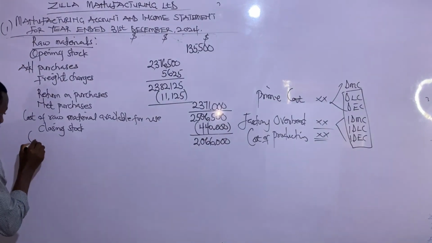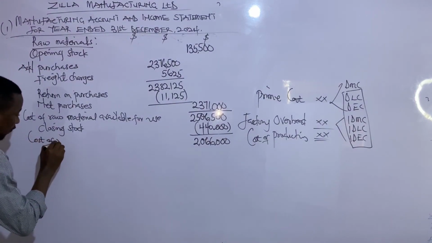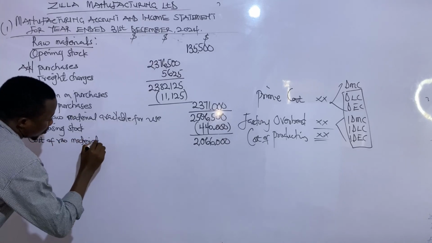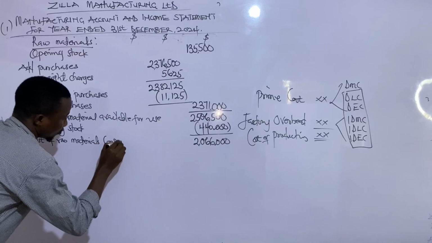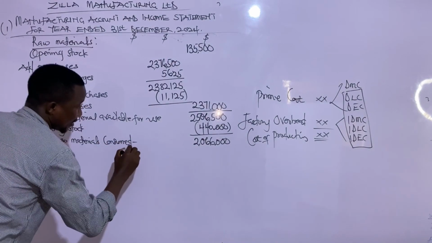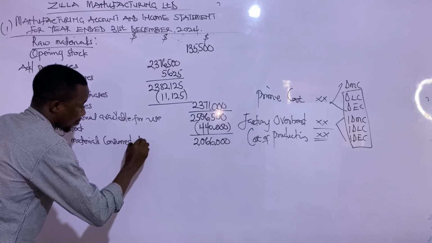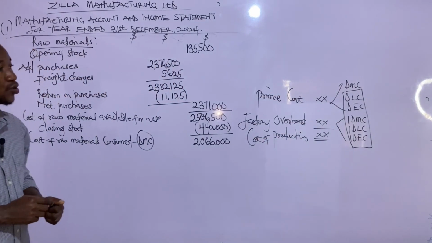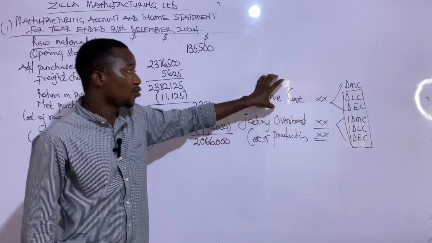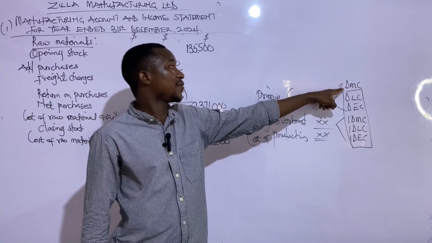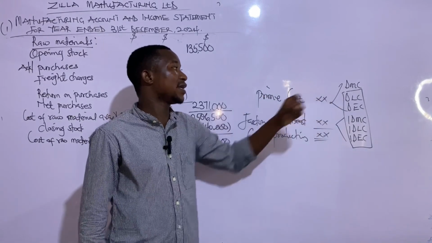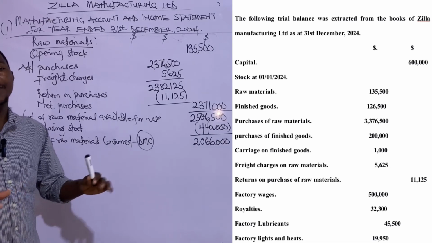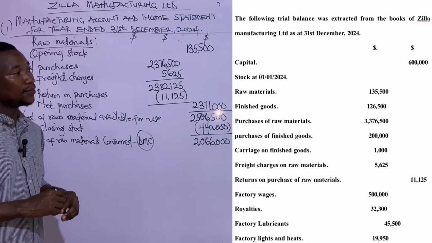So cost of raw materials consumed in the production process. I say this is the direct material cost we've determined, as we can see from here. Is that okay? Good. So after determining this, we have to determine prime cost. After we have determined the direct material cost, let's look for any direct labor cost in the question. From the question, we could see what we call the factory wages. It's a direct labor cost.